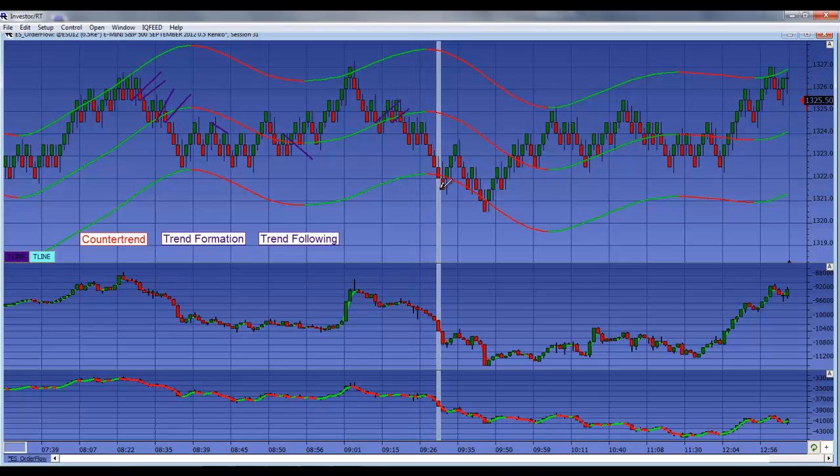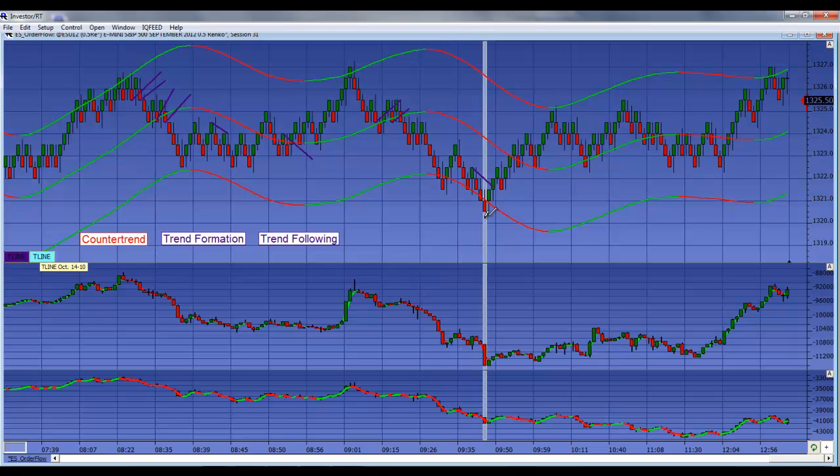Price pulls back, lift, pull back, equal pivot low, lift. At the close of this candlestick, Delta was green, uptick, downtick was green. That is a trend formation long setup. So we had equal pivot lows, lift, and that is trend formation.